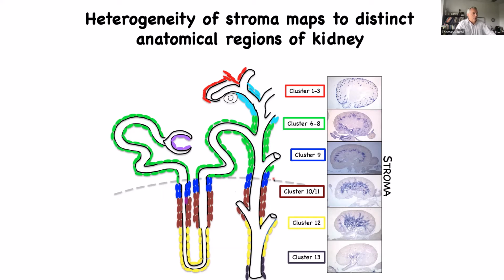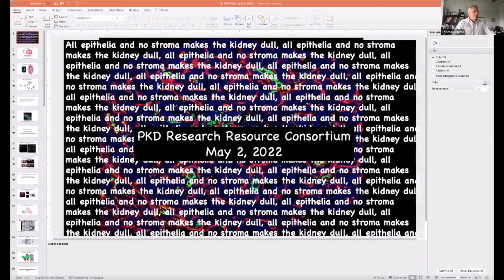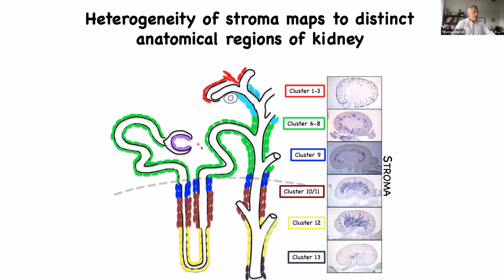9 sits just underneath the proximal tubules. 10 and 11 kind of sit around the thick portions of the loop of Henle. 12 around the thin portions. Sorry, and 13 down around the ureter itself.